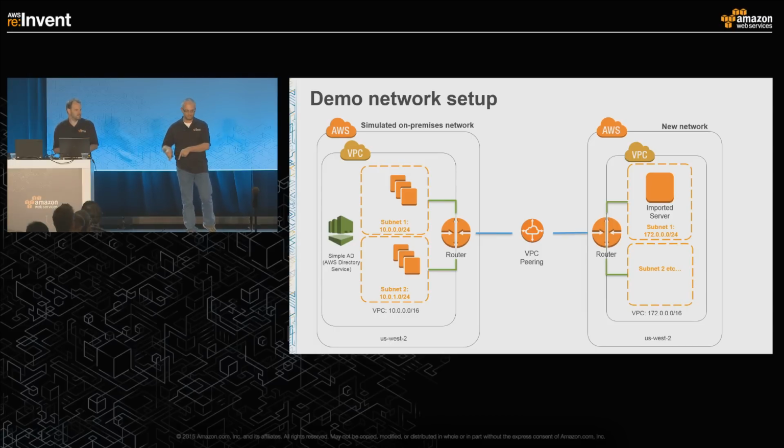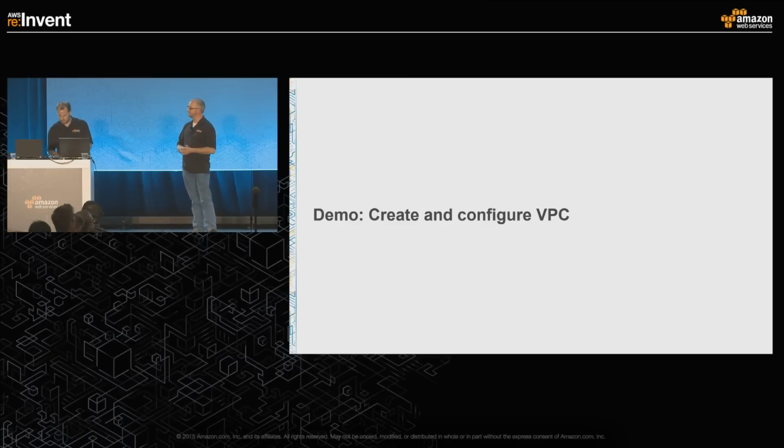On the right-hand side is the VPC that we're going to set up to host the server that we're importing. So that's going to have, again, a couple of subnets in a 172 address range. When you use VPC peering, as you see in the center here, the address ranges shouldn't overlap. It's got a router by default, etc. And then we're just going to set up VPC peering between the two. And we're going to do all that from PowerShell. So let's do it. All right.